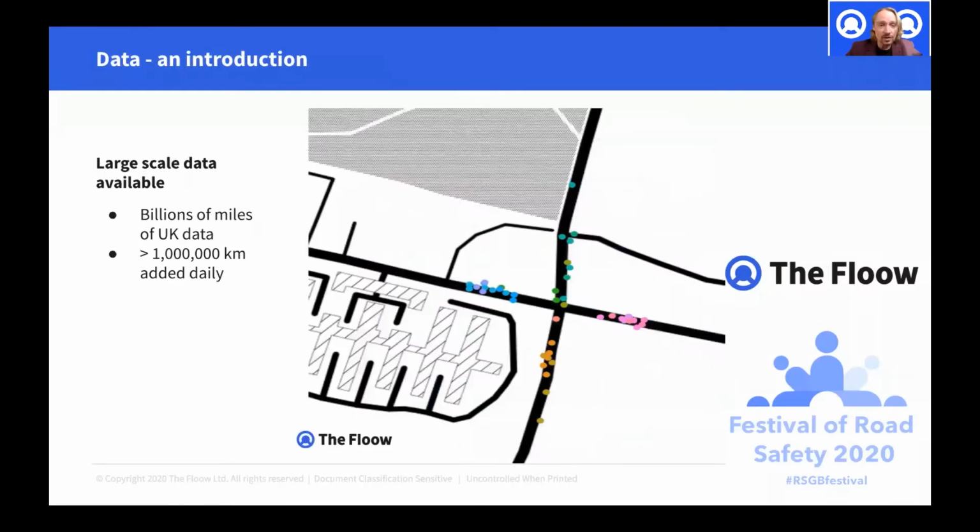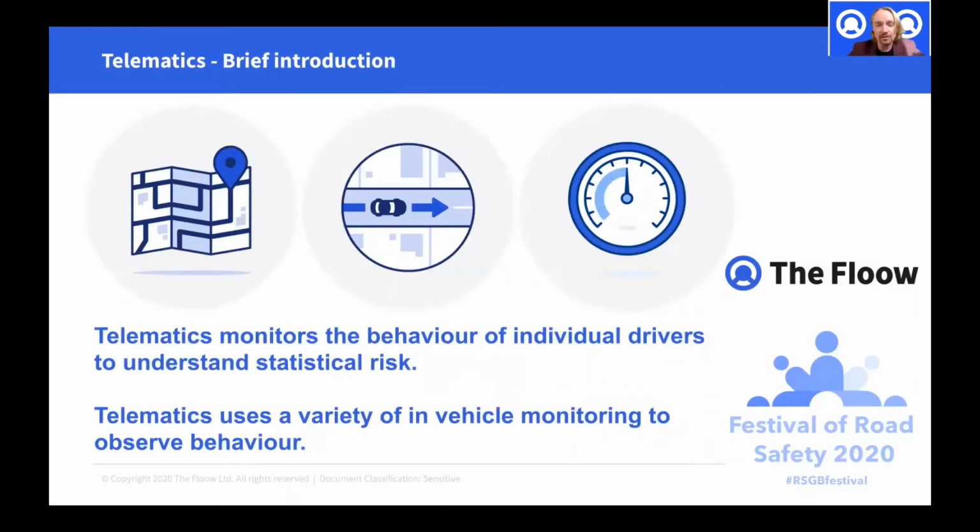We do this the world over, but within the UK, that gives us billions of miles of data, and over a million kilometres is added every day, even in these decreased travel times of COVID. This gives us a tremendous amount of data from which to understand behaviour. Now, in our core business, we use this to understand the statistical risk of individual drivers. And this uses a range of data capture technology from smartphones, in-car electronics, and box-based devices fitted into vehicles.